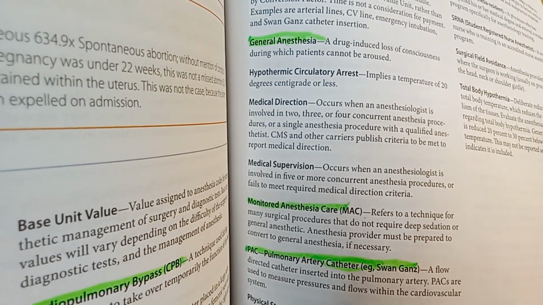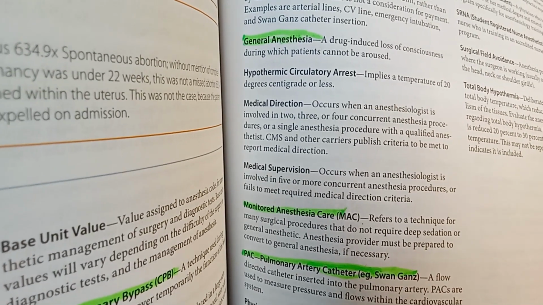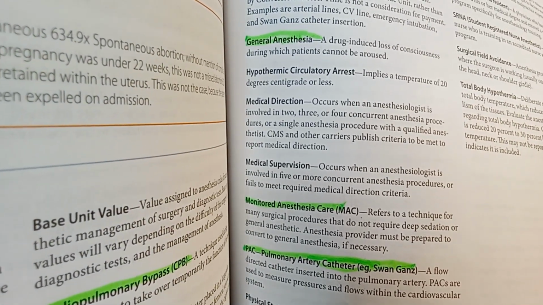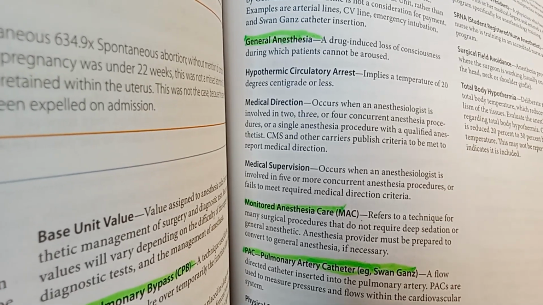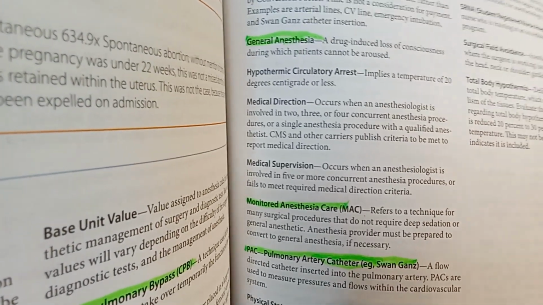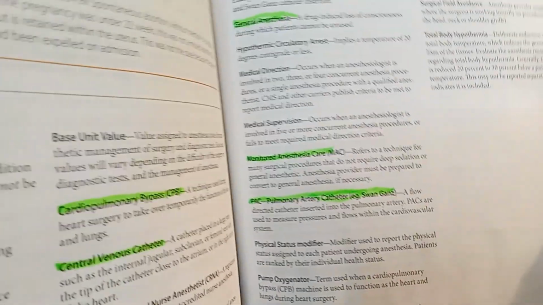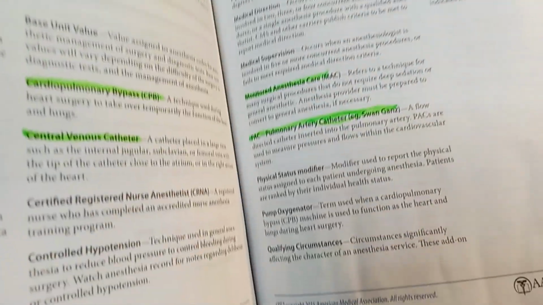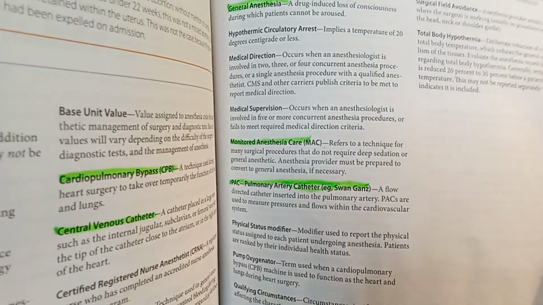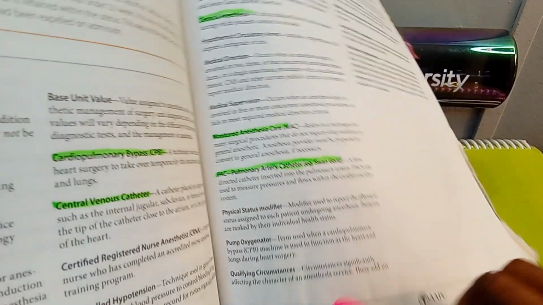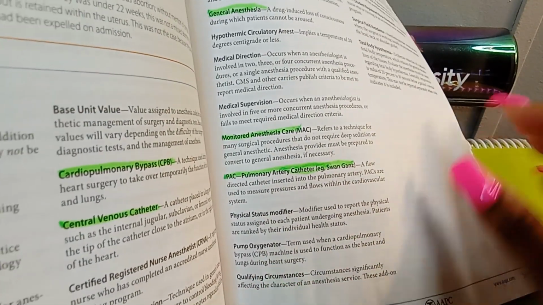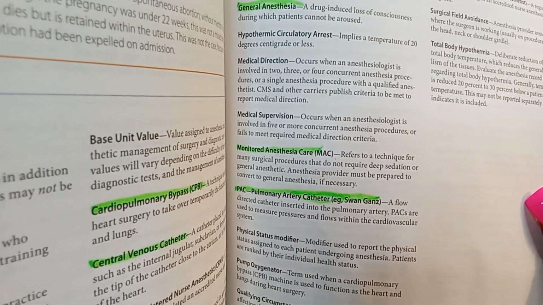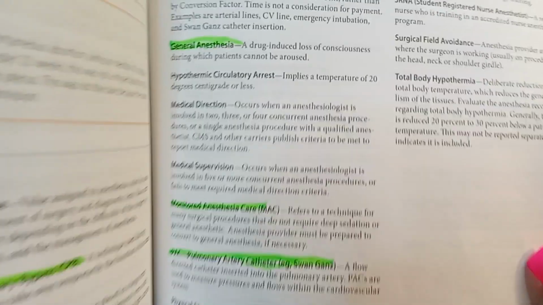The PAC, pulmonary artery catheter, Swan-Ganz catheter. Is it coded separately, or is it coded with another procedure? These are some of the things that you need to know, okay? All right. Physical status modifiers. Qualifying circumstances. These are a part of your modifiers for your anesthesia. So that's very important.